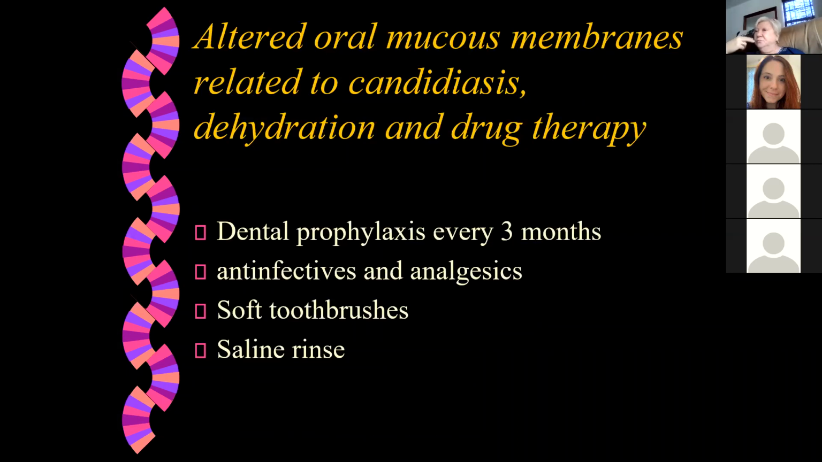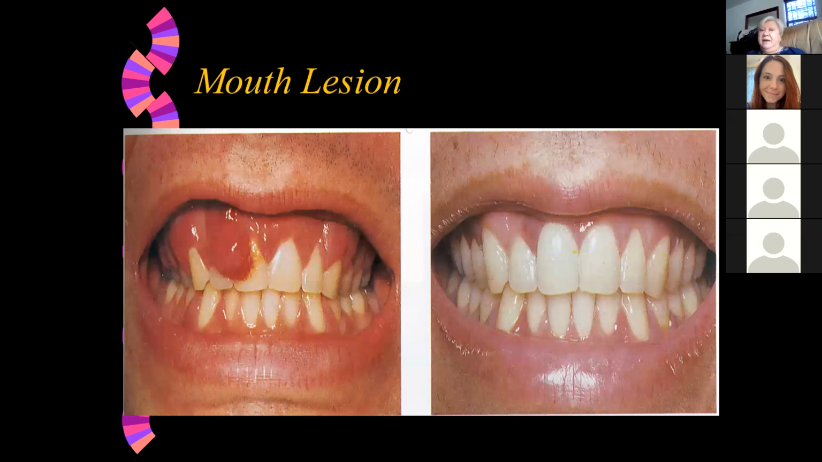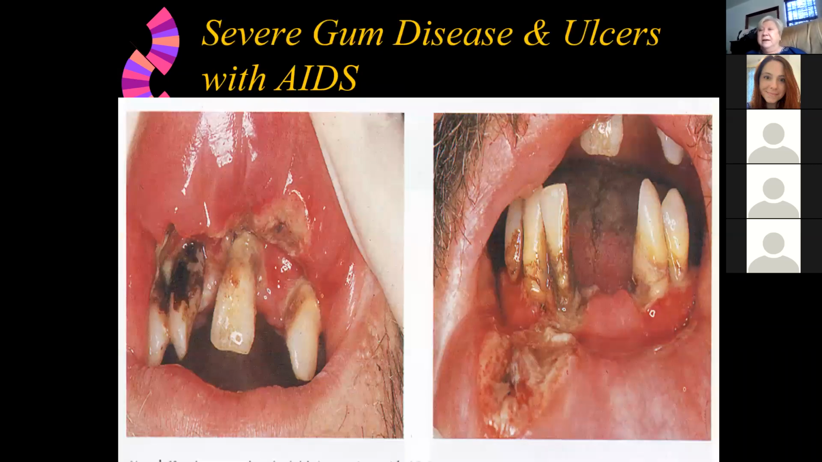Altered mucous membranes. The mouth is filthy. They need to get their teeth cleaned at least every 3 months. Soft toothbrushes. Saline rinses. They're going to have bad gums and they can lose their teeth from it if they're not careful. They've got to be very, very careful about that because their teeth can rot out of their heads because they can't fight infections.